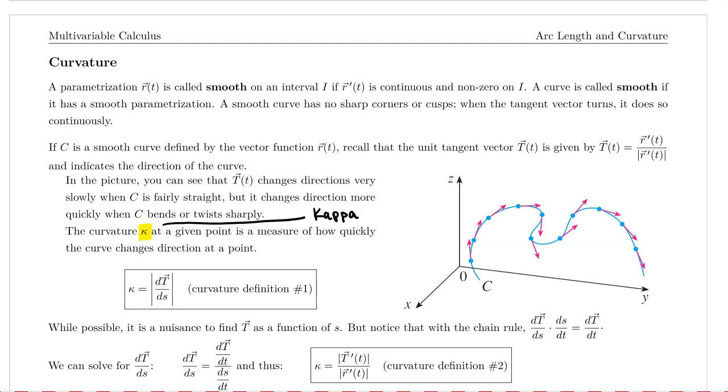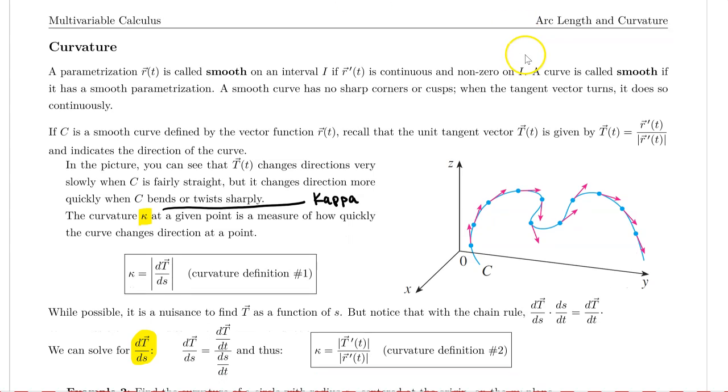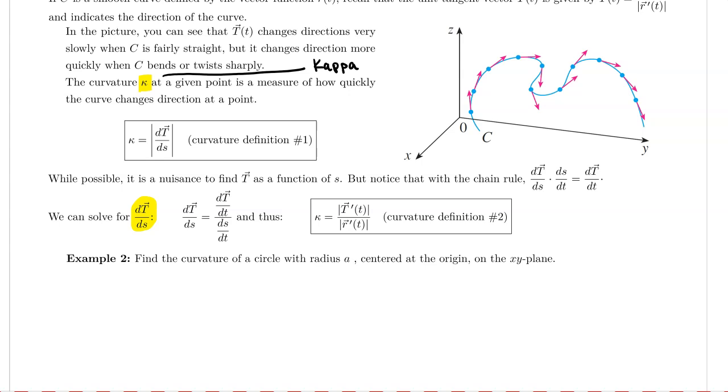While possible, it is a nuisance to find capital T as a function of s, but notice that with the chain rule, we can rewrite the derivative like this, and from this rewritten chain rule, we can solve for dT/ds by dividing both sides by ds/dt. And when we do so, we get this second definition. So here we have this in the numerator and this in the denominator, and so we can rewrite that as the curvature is equal to the magnitude of the derivative of the unit tangent vector divided by the magnitude of the derivative of the position vector. So this is a second definition for curvature.